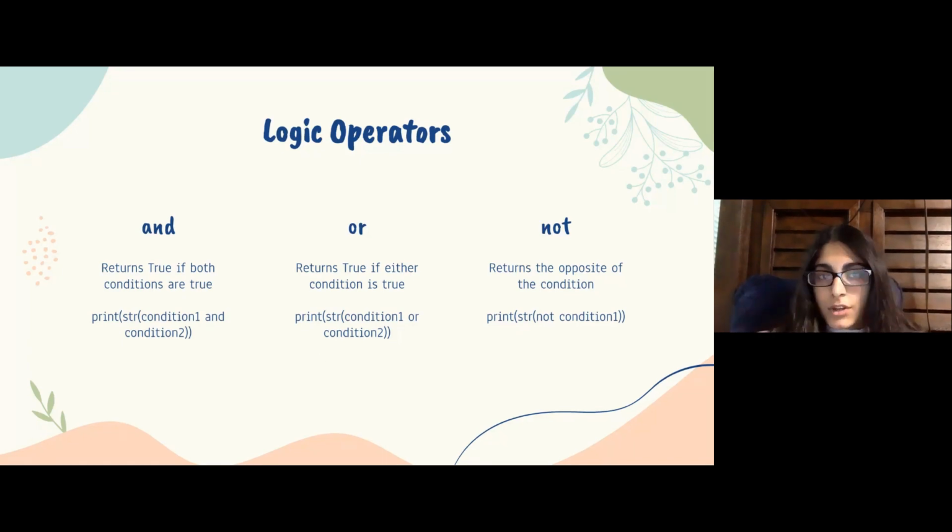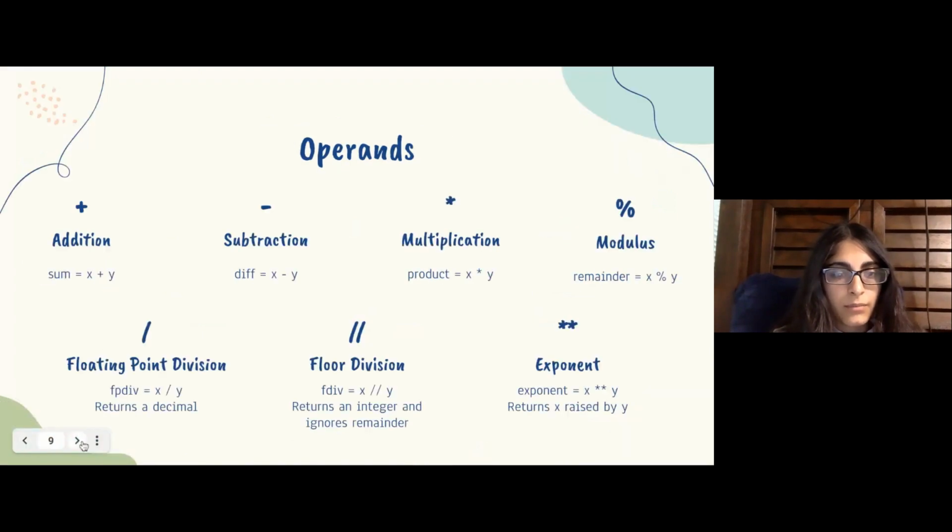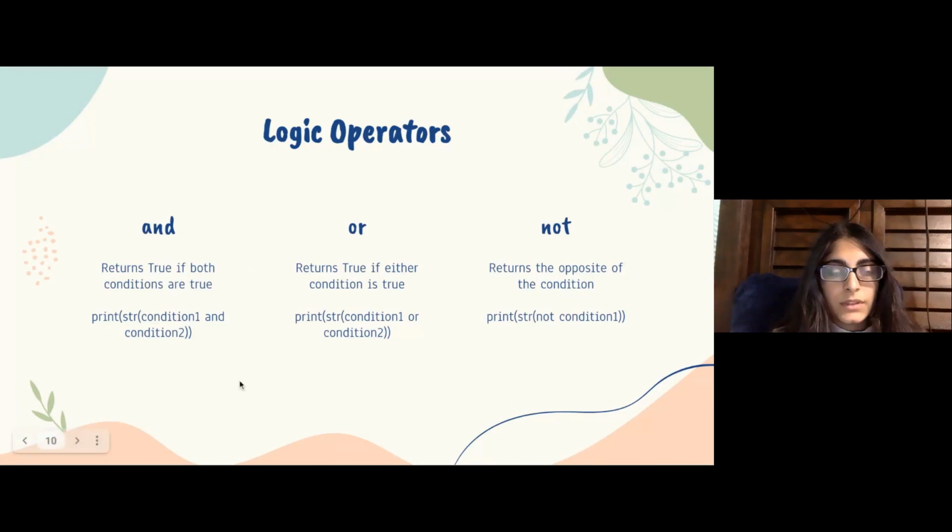Then now we're on to logic operators. And these are what we use in our if statements. I think the if statements are later in this. But before we start with the if statements, we're going to do and, or, and not. So let's say I have two conditions here, condition 1 and condition 2. I want to see if both of those are true. If I want to see if both of those are true, then I can use the and.